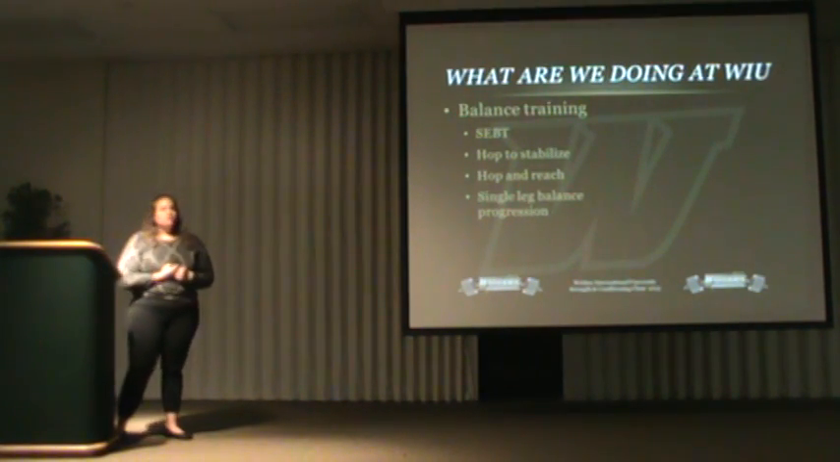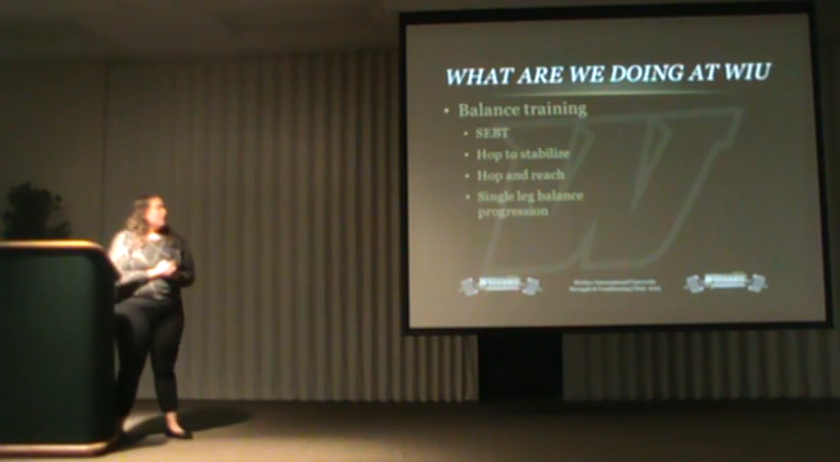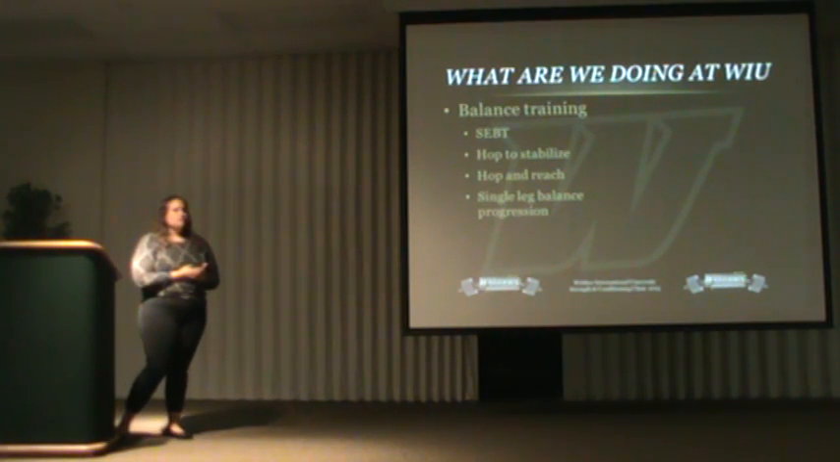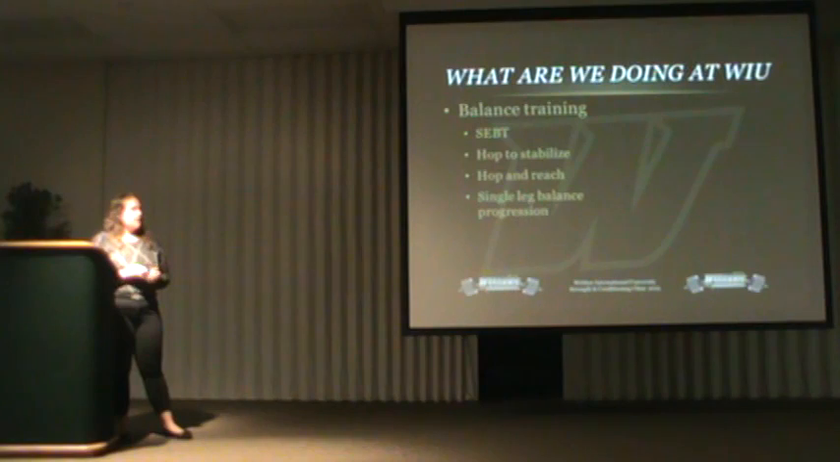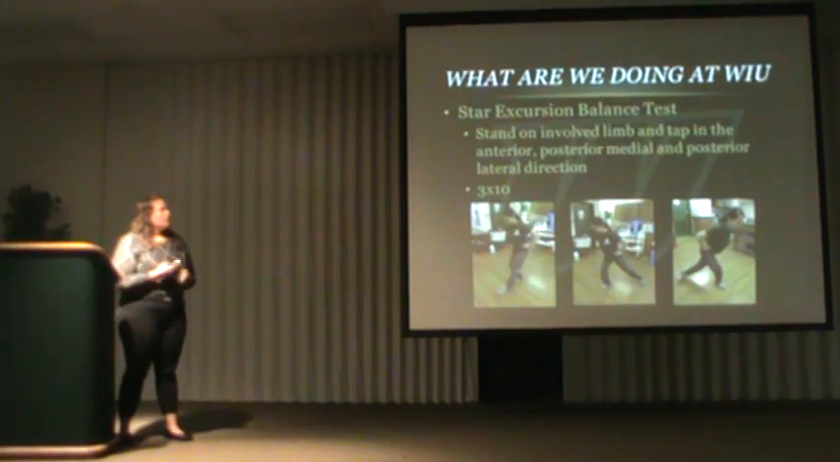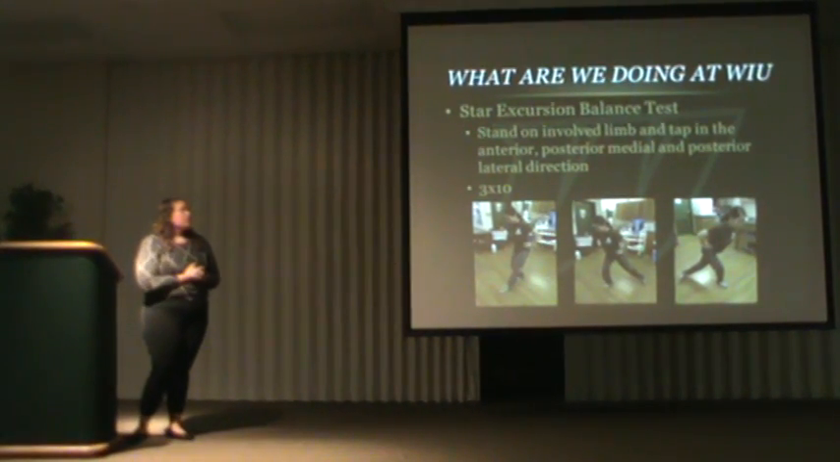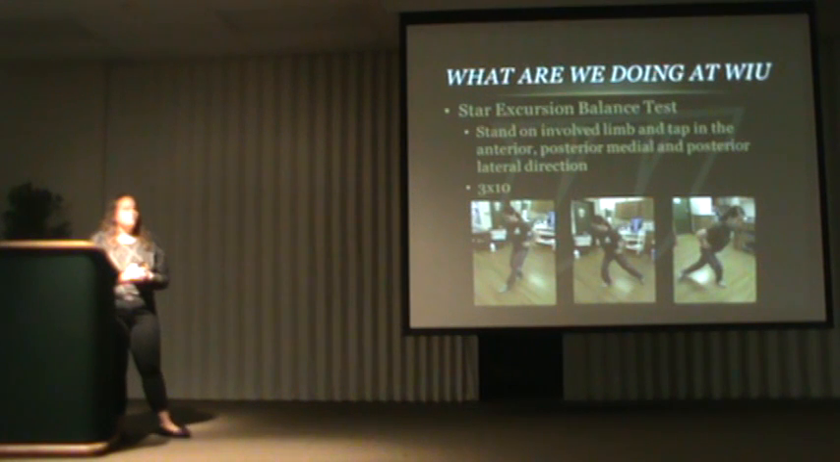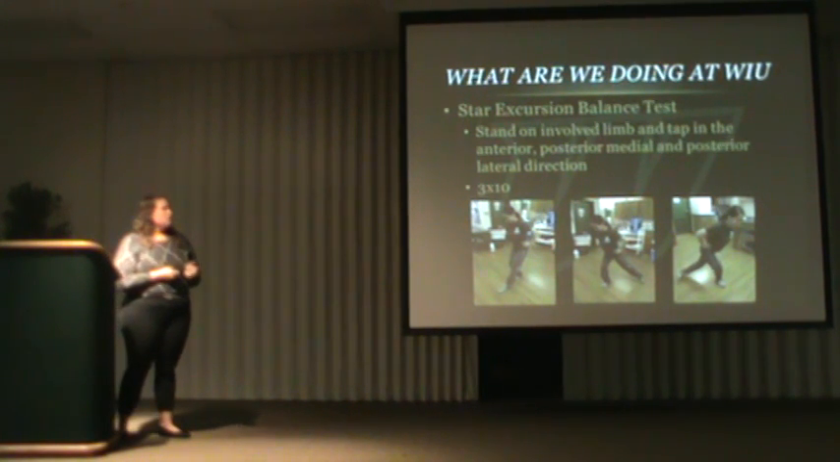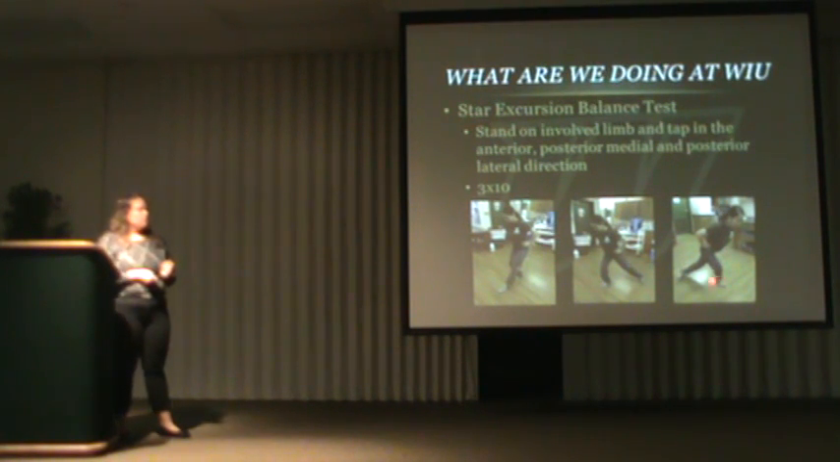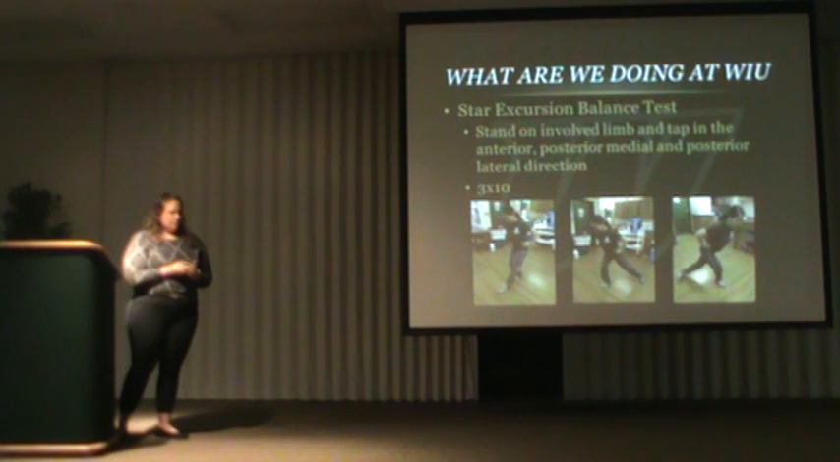As far as balance training goes, we're using the star excursion balance test, the hop to stabilize, hop and reach, and a single leg balance progression. So for the star excursion balance test, you'll have them stand on their involved limb and then tap into each direction. So they'll tap into the anterior direction, the posterior medial, and posterior lateral direction. We usually have them do about 3 sets of 10 of these.